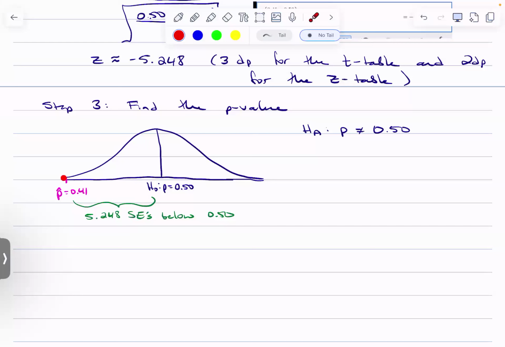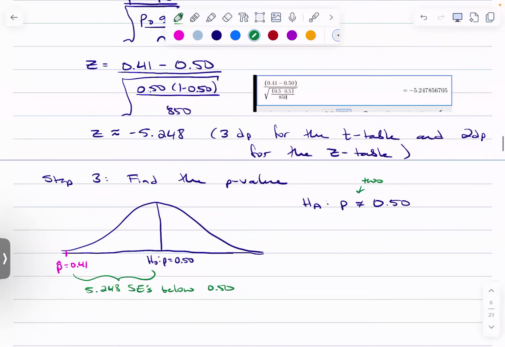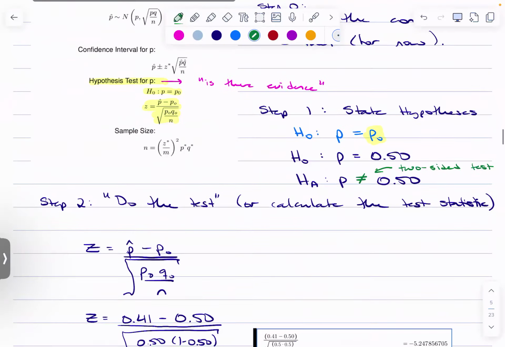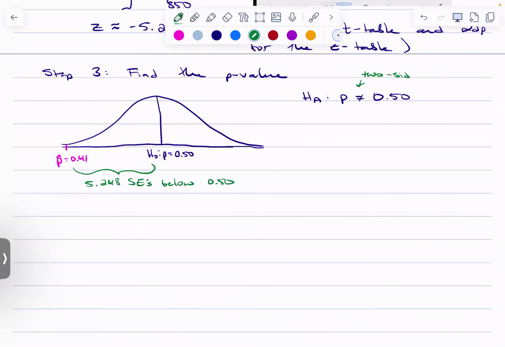And so what happens is we replicate this and pretend, okay, well, what if something happened 5.248 standard errors above the mean, right? I would be just as concerned, right? Because I want to look at both tails. And so we said this is called, did I call it two-sided or two-tailed? I called it a two-sided test or two-tailed. I flip-flop between the two. Sometimes I call it two-tailed, two-sided.